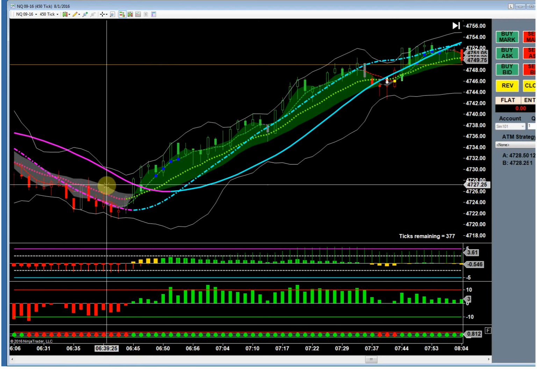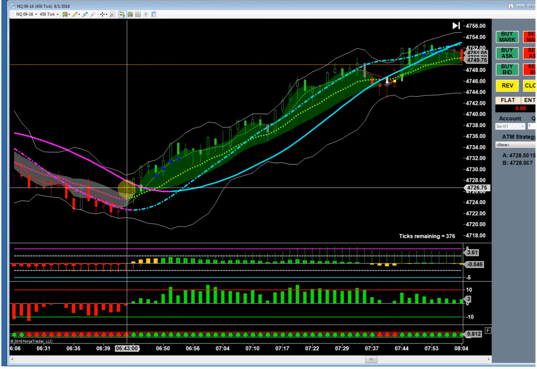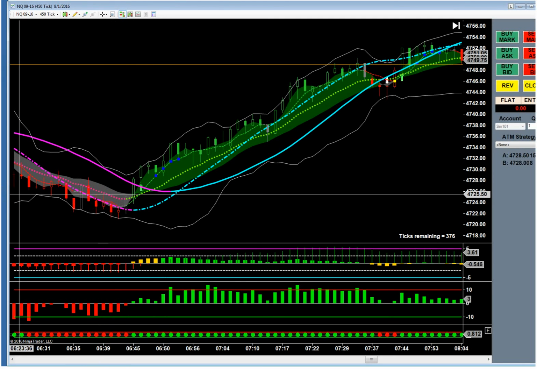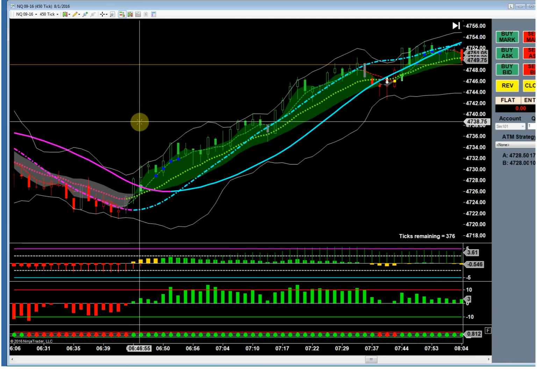Here's a Boomerang channel opening up. It's all shaded in the green color. For those of you not familiar with Boomerang, you can study our Boomerang indicators on the blog that I showed you. You can access that for free and study the video.